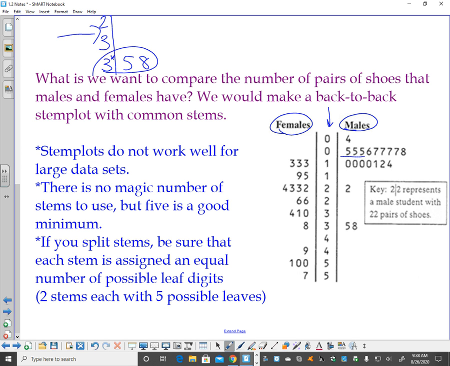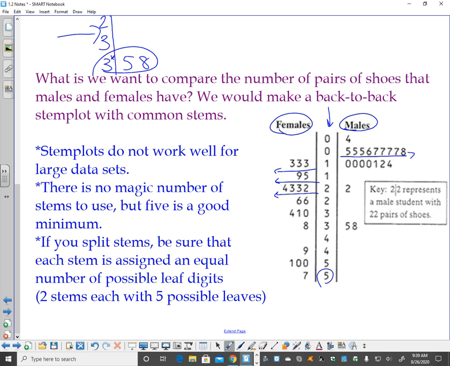Now notice the leaves go, see the numbers? They go out. They start small on the inside and get bigger as they go out. So this just helps me compare the males to females. Now males, their stems only went up to a 3, but the females went up to a 5. So when you're doing a back-to-back, the stems are going to go all the way down to 5, even for the males. And again, it just shows the males have no data out there and the females do. So this really helps you when you compare apples to apples.